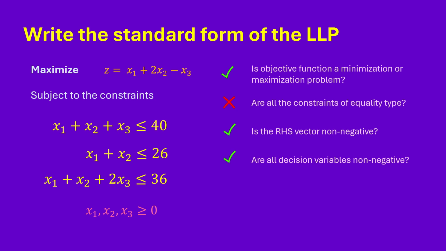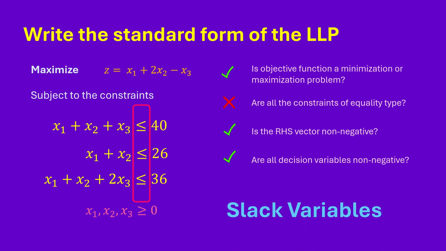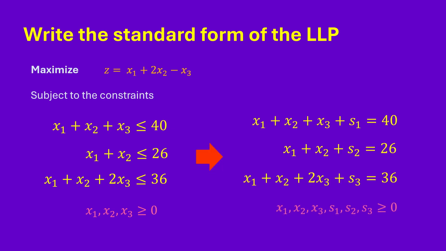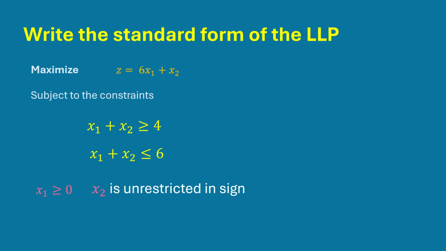Now, since the inequalities are less than or equal to relation, we can add a slack variable to the left-hand side of the inequality constraints to convert them to equality type. So, we can convert the example into its standard form by adding the non-negative slack variables to the left-hand side of the inequality constraints. Let's look at another example.